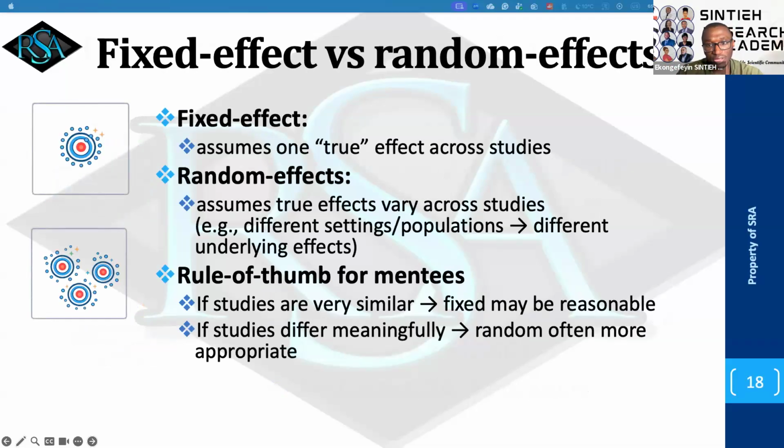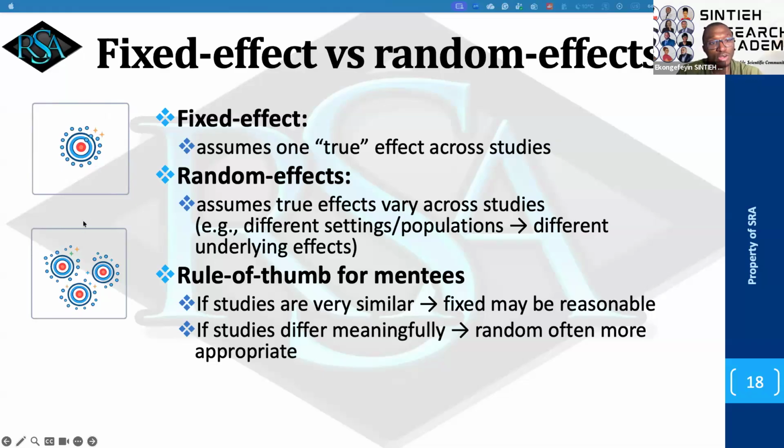Now, when we measure the effects, right? So if you're measuring the effects of BMI on having stroke, there are two assumptions that we make. The first one is that the effect is the same in all the studies. That's the first assumption. If we assume that, what your analysis is going to have is what we call a fixed effect model. It's as simple as that, straightforward.